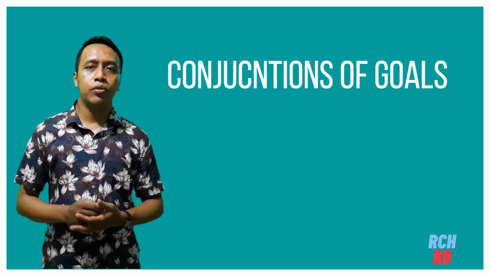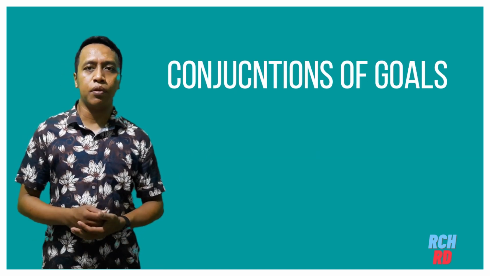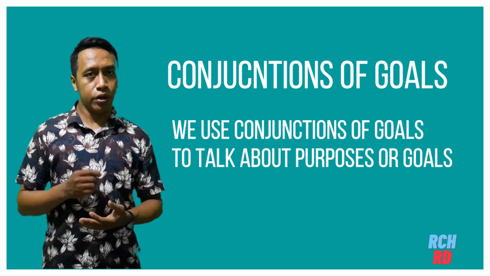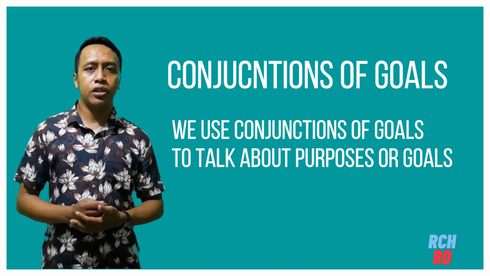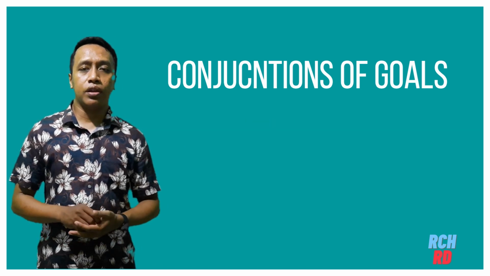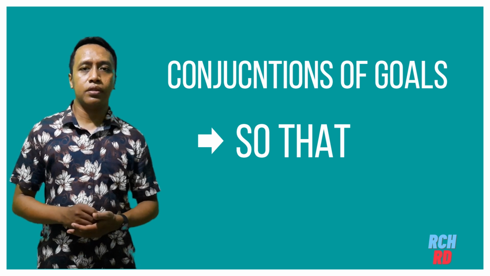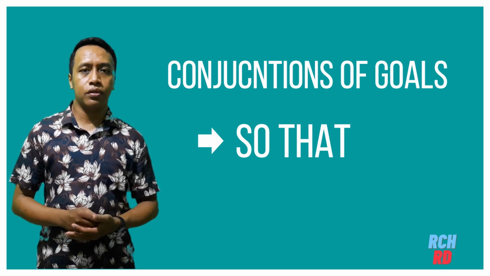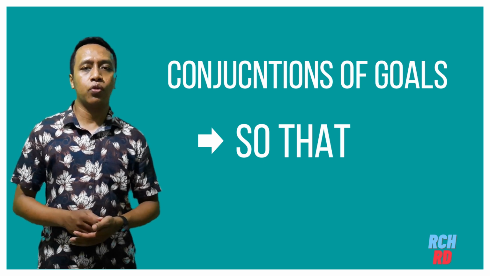Alright students, usually in our daily life we want to state the purpose about the reason why we do something. In order to do that, we need conjunction of goals, so let's talk about it. The first one is so that. So that means with the result that and basically followed by a clause. Now let's learn about this one.